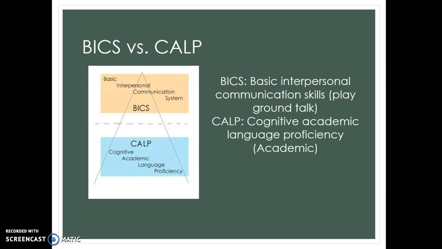BICS versus CALP. BICS is basic interpersonal communication skills. This is also known as playground talk because this is an everyday conversation skill. This is where students talk to their friends. CALP is cognitive academic language proficiency. This is more academic, formal language, and this is more used in the classroom. So in order for students to develop CALP, they must develop BICS first.